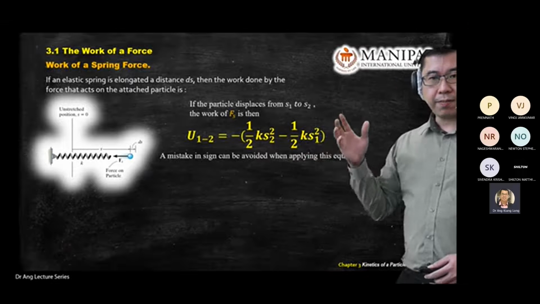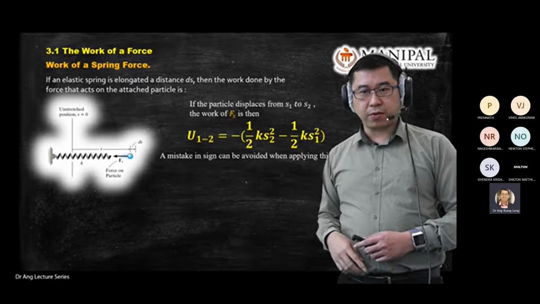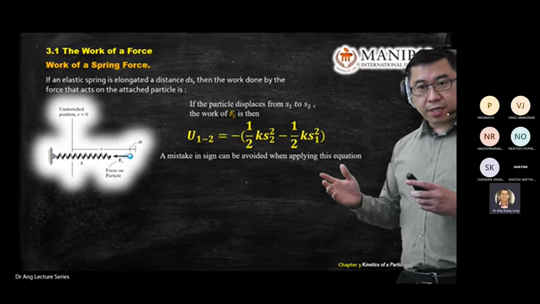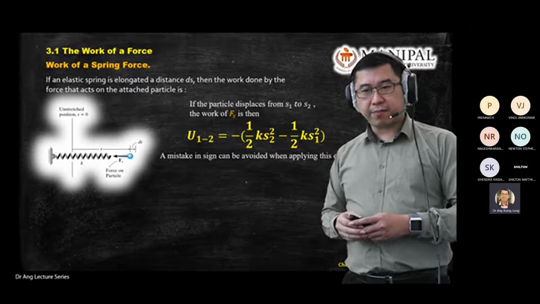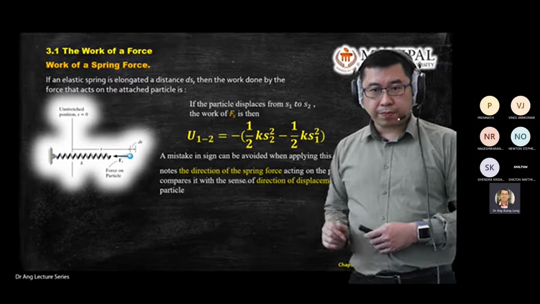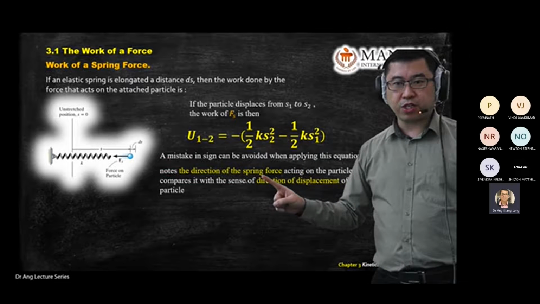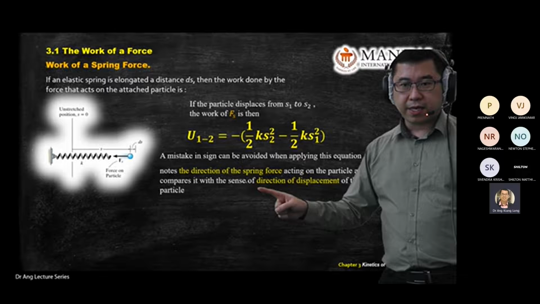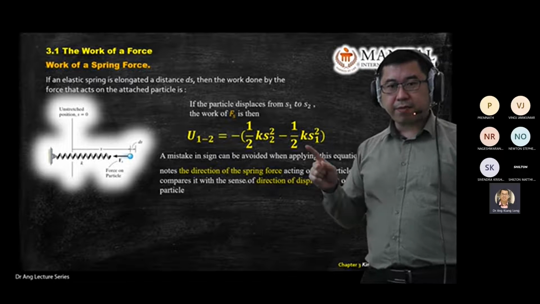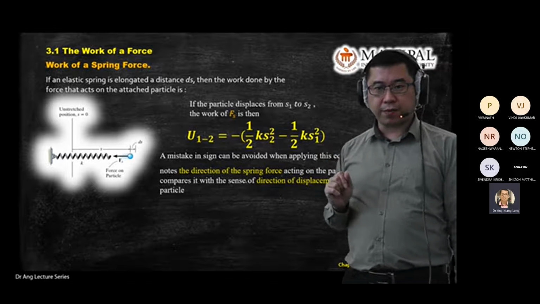So sometimes you will be confused when you need to use a positive, when you need to use a negative for spring. So I summarize this signage issue in these slides. You observe the direction. If the direction of the spring force and the direction of displacement are the same, what happened to the notation? If they are opposite, then what happened to the notation?